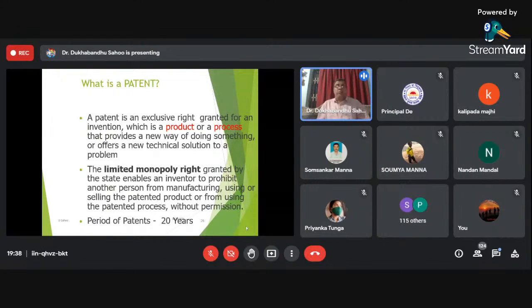Earlier, actually, the processes were copied. That's why a process patent was given later on. But when both product and process patents were given, now it restricts others, other than the person who's been given the patent, from producing that product through the same process. You cannot follow the process and produce a slightly differentiated product and claim that this is your product; that's also not permissible. Of course, you can do it with the permission of the person who's given the patent. And this patent is given generally for 20 years.